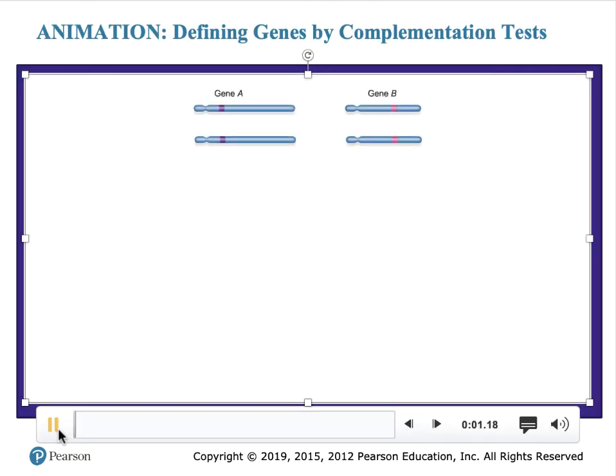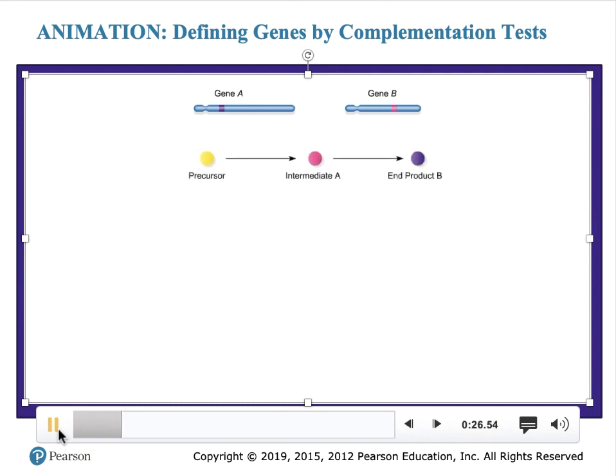The complementation test, also called the cis-trans test, is used to determine how many genes contribute to a particular phenotype. Cis denotes mutations in the same gene or complementation group. Trans refers to mutations in different genes or separate complementation groups. Consider a simple biochemical pathway in which a precursor is converted to an end product B in 2 steps, with each step catalyzed by an enzyme which, in turn, is specified by a gene.